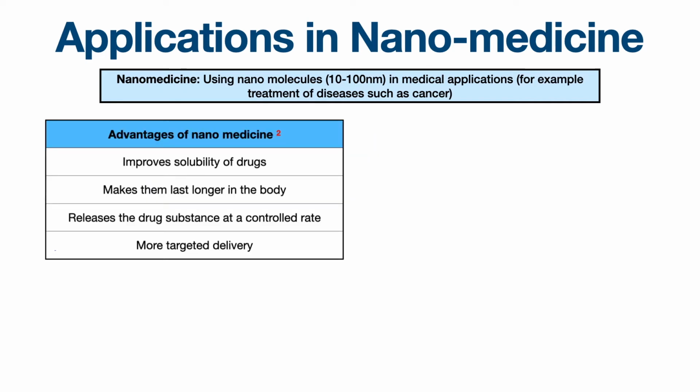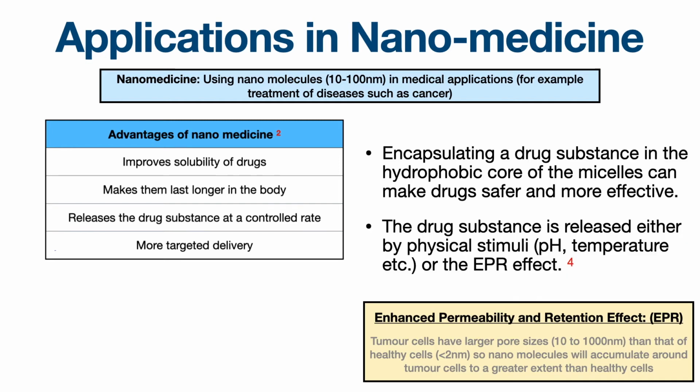Nanomedicine has the advantage of improving the solubility of drugs, so they are more easily able to dissolve into your bloodstream and be carried to where they want to be. It can also make them last longer in the body, so they do not degrade quickly, which means they'll stay at the site where you want the drug to be delivered for longer. It can also release the drug at a controlled rate, so you don't get too much at once, and can give more targeted delivery. Instead of invasive techniques, think about chemotherapy, for example, where one of the main side effects is targeting healthy cells, you can try to target the unhealthy cells, in terms of cancer tumour cells.